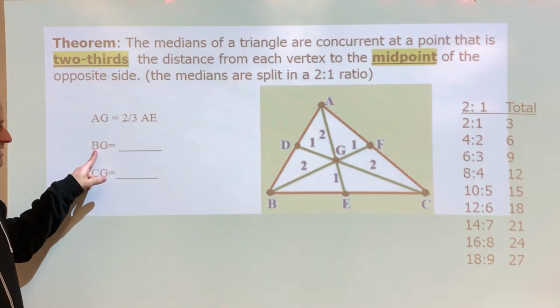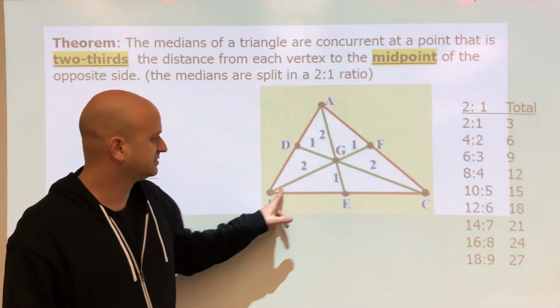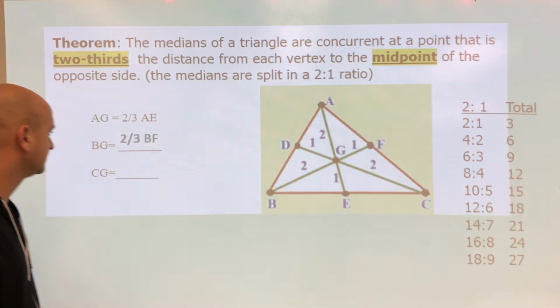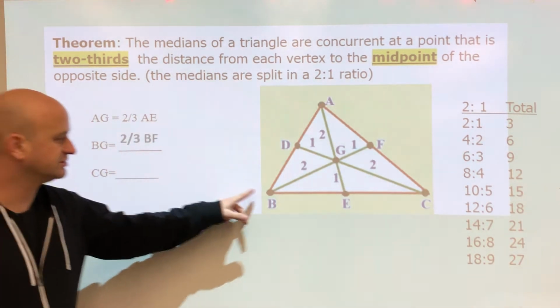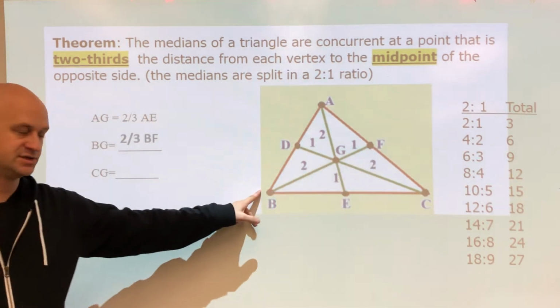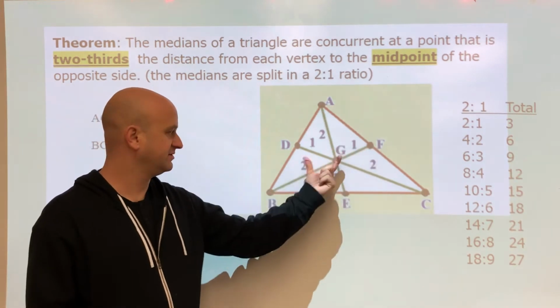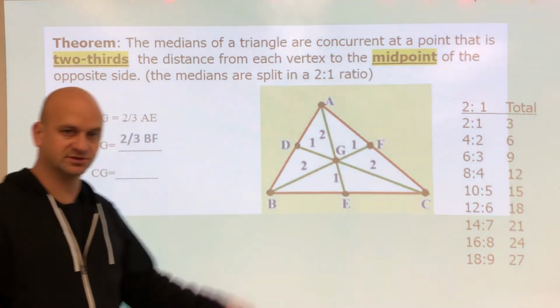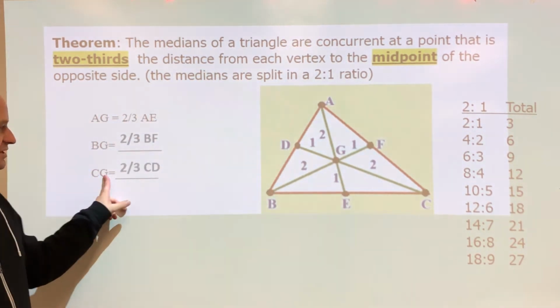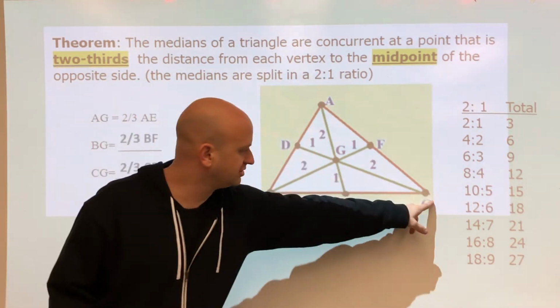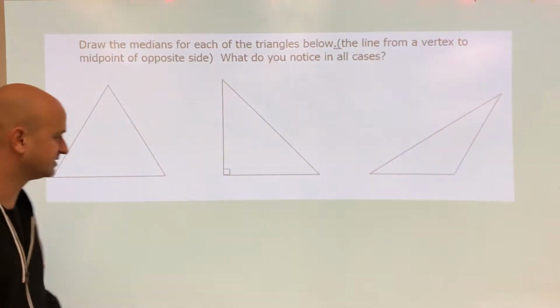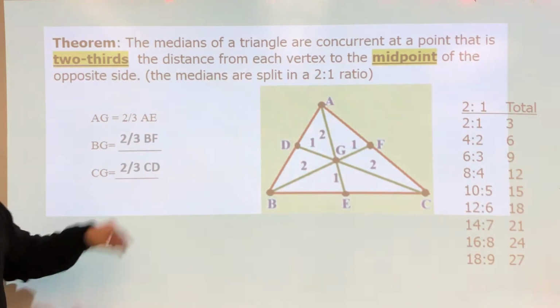All right, so in this case, BG is the long, and that's 2, okay? And it's going to be 2/3 of BF. So the whole thing is BF, BG would be 2, which is 2/3 of it, okay? CG is the long segment here, and that will be 2/3 of CD, okay?